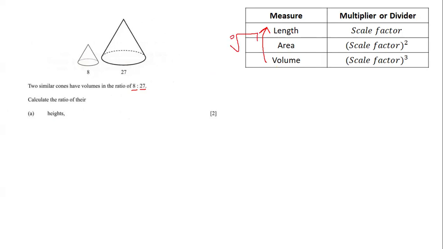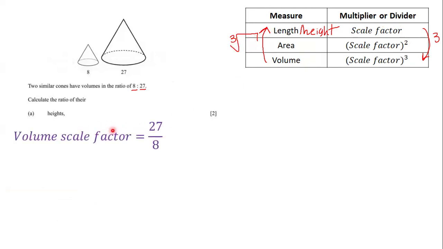So again, if we have the length or height scale factor and we want to move from the height scale factor to the volume scale factor, we raise it to the power of 3. But if we have the volume scale factor and we want to move to the length or height scale factor, then we have to take the cube root. And so that's what we'll do.